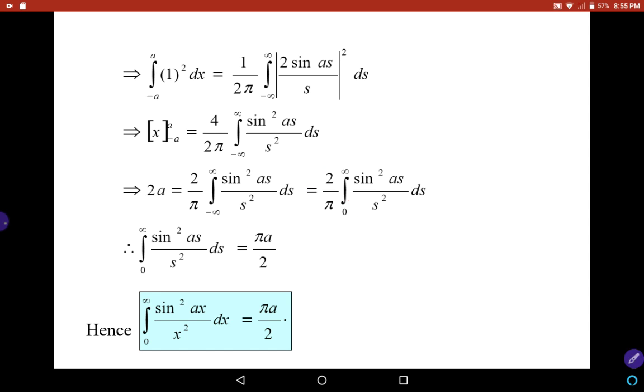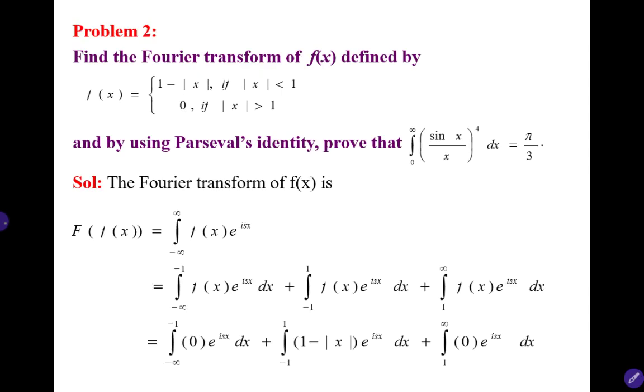Let us see another problem. Find the Fourier transform of f(x) defined by f(x) is equal to 1 minus |x| if |x| is less than 1 and 0 if |x| is greater than 1. And by using Parseval's identity, prove that the integral from 0 to ∞ of (sin x/x) to the power 4 dx is equal to π by 3.